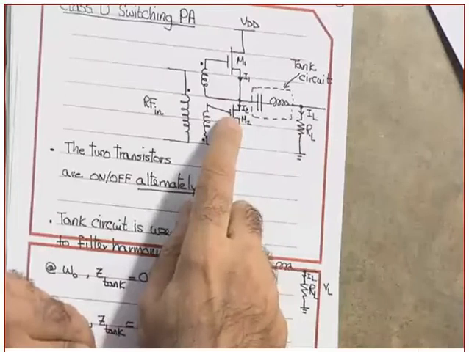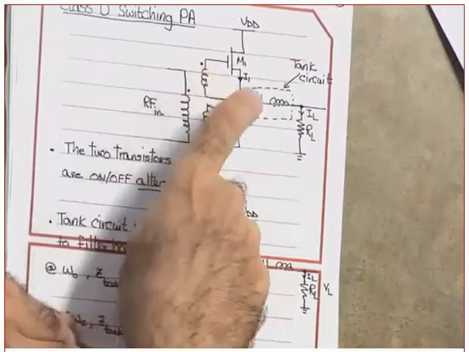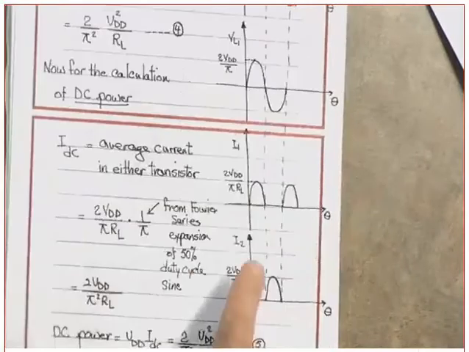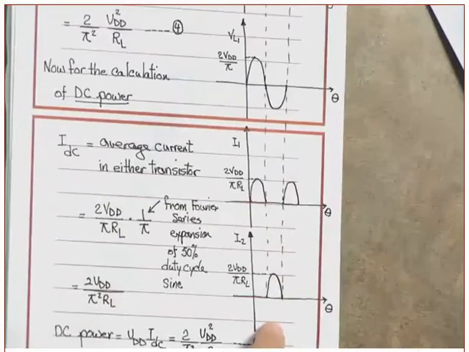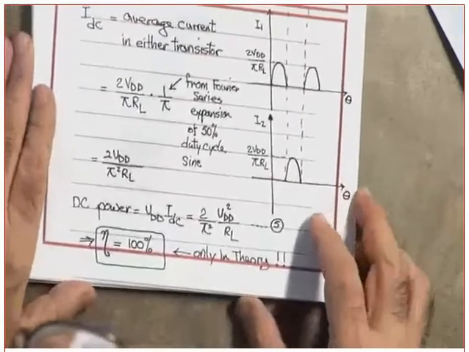When this one is open, the current will come that way. Did you get the currents? Yes or no? Let's see if you can help me.